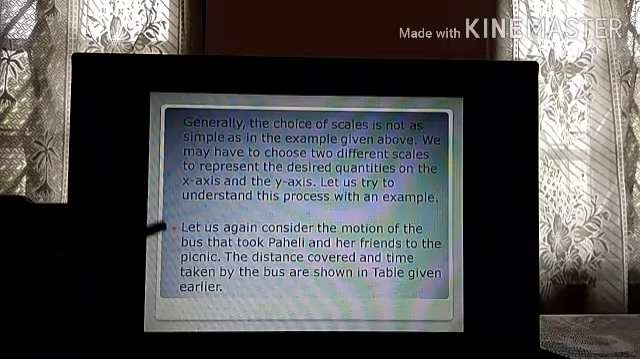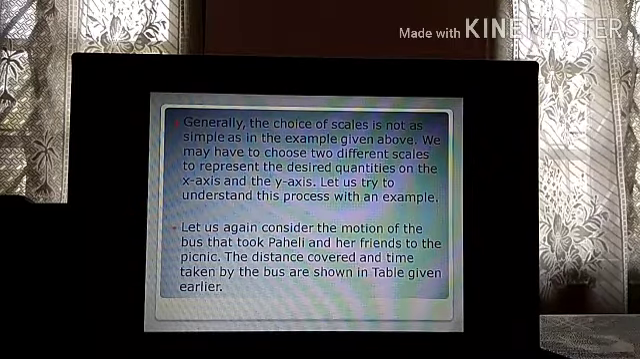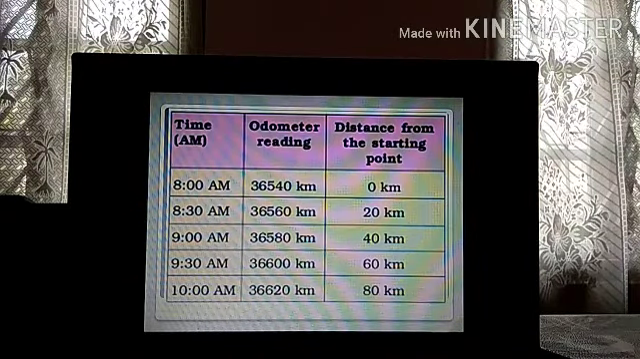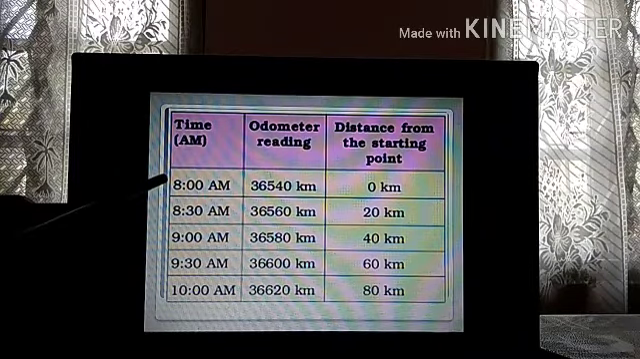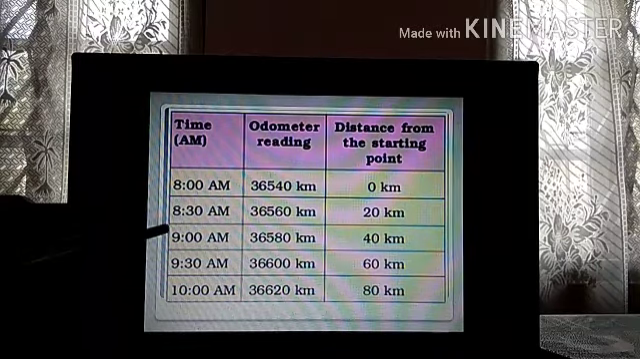Let us again consider the motion of the bus that took Paheli and her friends to the picnic. The distance covered and the time taken are shown in the table given earlier. So this was the table. Here this is the time taken and this is the distance traveled. Between 8 and 8:30 the difference is 30 minutes, and here the difference is 20 kilometers. That is, for 30 minutes the car is traveling 20 kilometers. Between 8:30 and 9 the difference is 30 minutes, and between 9 and 9:30 the difference is 30 minutes, and so on.